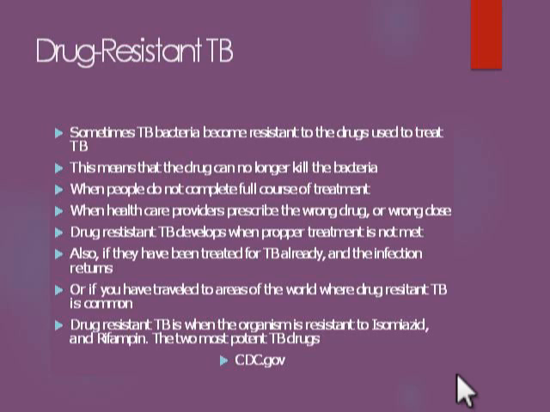Multidrug-resistant TB is when the organism is resistant to isoniazid and rifampin, the two most potent TB drugs. So those are the two most used to cure TB. Rifampin, isoniazid. These are antibiotics.